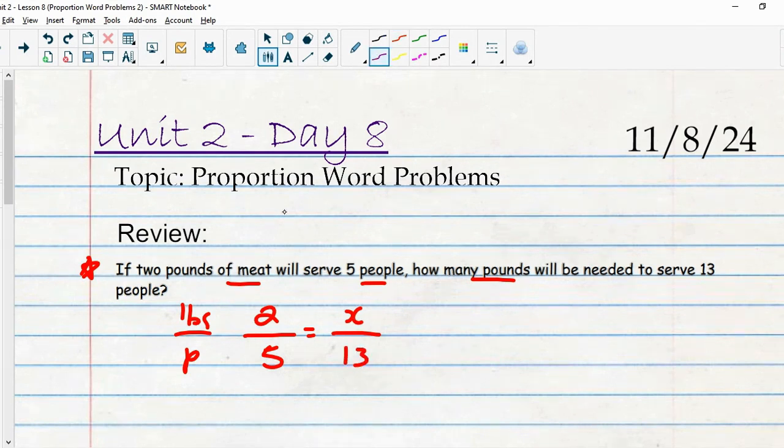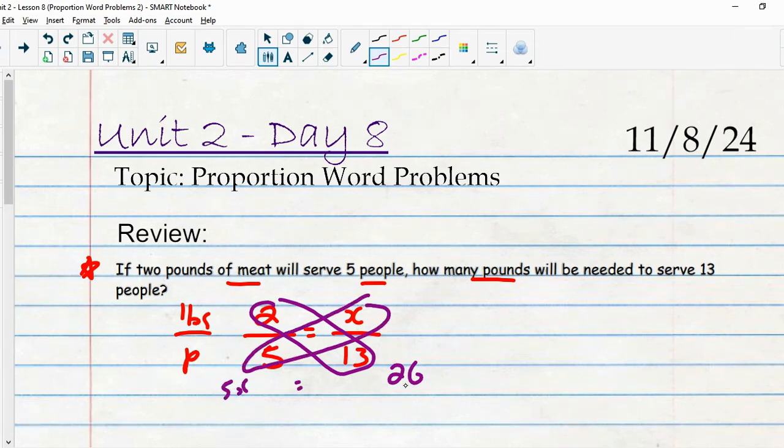I think by now you know what to do here. So we're going to take 2 times 13. That's 26. I'm getting tired here. And then 5 times what gives you the 26? So I'm going to take 26 divided by 5. That's 5.2. So it's 5.2 what? Yeah, 5.2 pounds of meat to serve 13 people. All right, so this is what we've done so far.